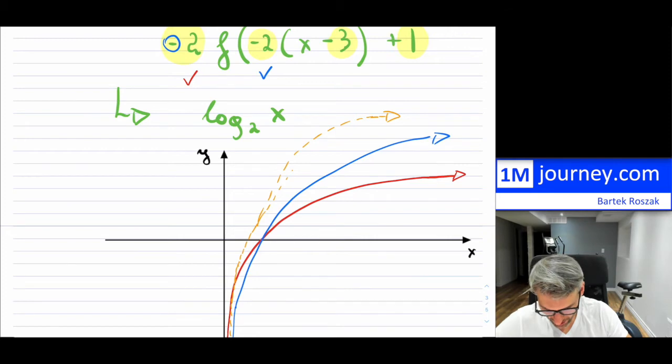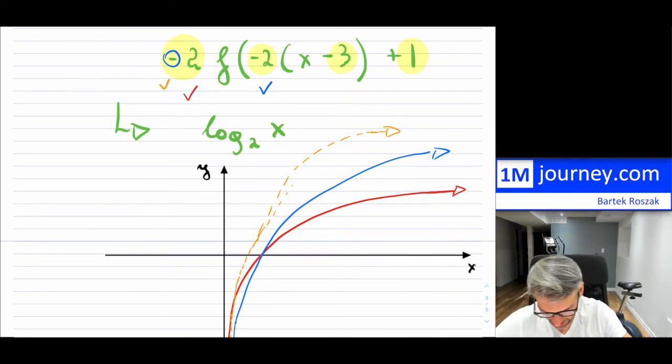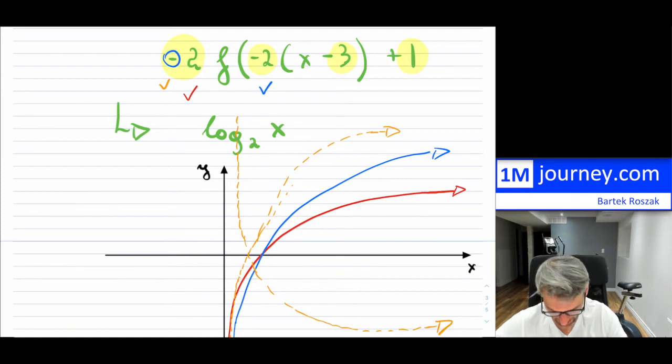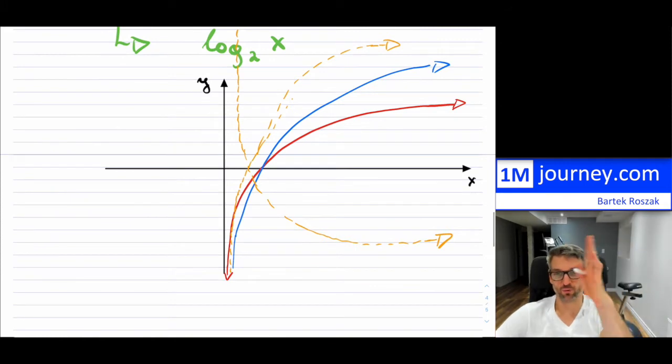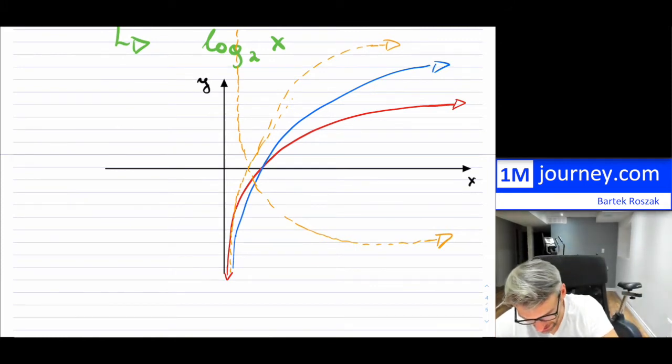And now I'm going to do the reflections. The first reflection, this minus, means this is going to go now in this direction. So it's going to go kind of like that, right? That's the reflection here. And then this reflection, because it's also negative, is going to reflect it in the y. So now it's going to be looking something like this.